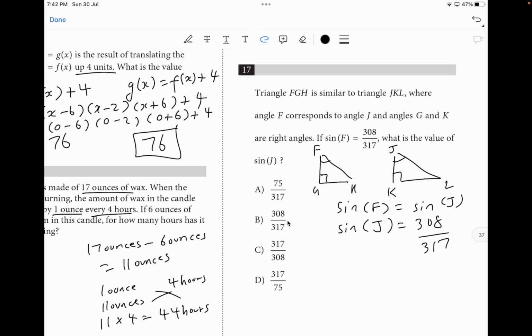angles G and K are right angles, so we know that triangle FGH is similar to triangle JKL. So therefore, the answer is going to be 308 divided by 317. This is going to be the value of sine of J. So option B is going to be your correct answer.